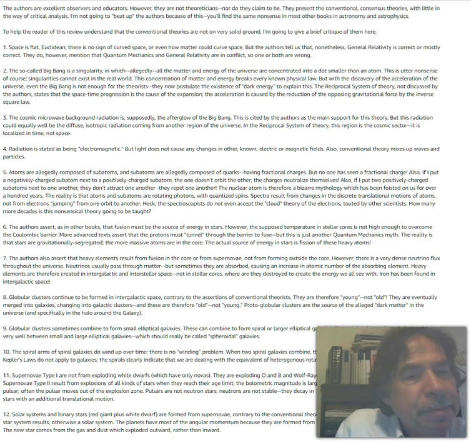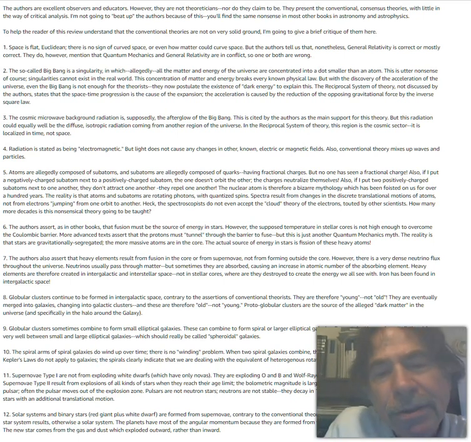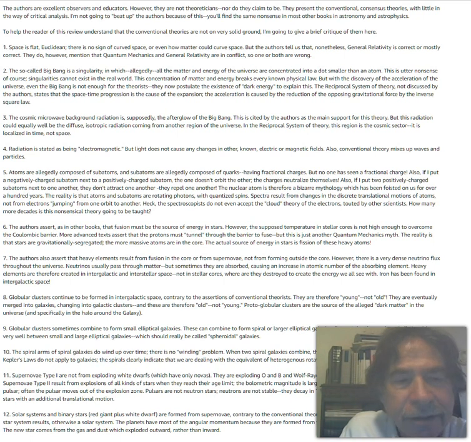Now, number 6. The authors assert, as in other books, that fusion must be the source of energy in stars. However, the supposed temperature in solar cores is not high enough to overcome the Coulombic barrier. More advanced texts assert that the protons must, quote, tunnel through the barrier to fuse, but this is just another quantum mechanics myth. The reality is that stars are gravitationally segregated. The more massive atoms are in the core, and the actual source of energy in stars is fission of these heavy elements. Yes, I said fission, not fusion.